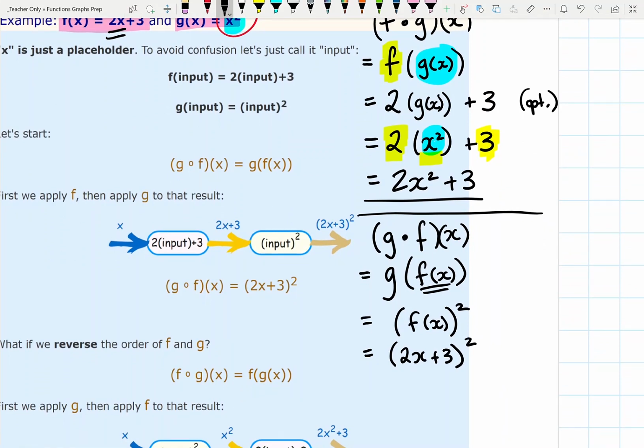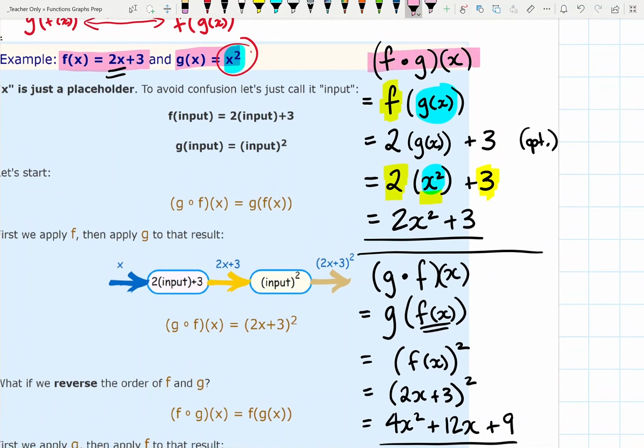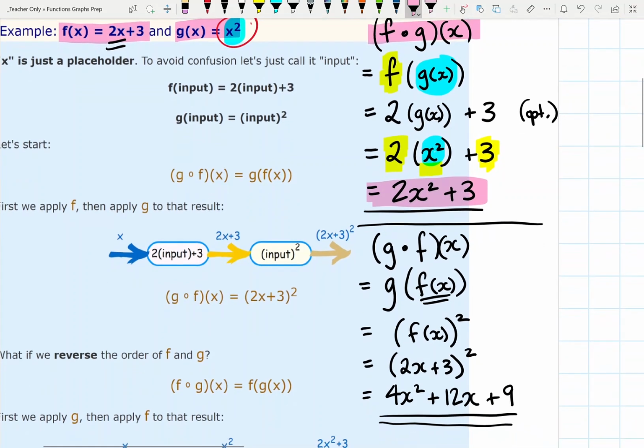You can square that via perfect squares expansion to get 4x squared plus 2 times 3 is 6 times 2 is 12x plus 9, and that's our simplified answer. And it's pretty obvious just by a quick inspection that f of g of x, which is 2x squared plus 3, is really very different to g of f of x, which is 4x squared plus 12x plus 9.